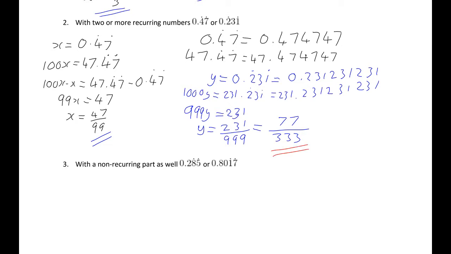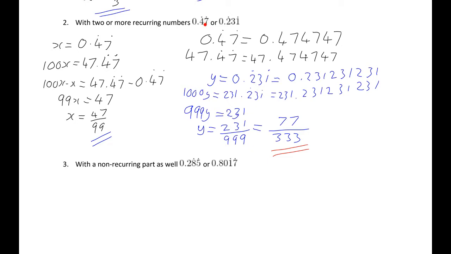Point is, at this point, you've always got to simplify. Okay, so 77, 7 times 11, 7s don't go into 333, 11s don't go into 333, because that's just 3 times 111. So, we're done.